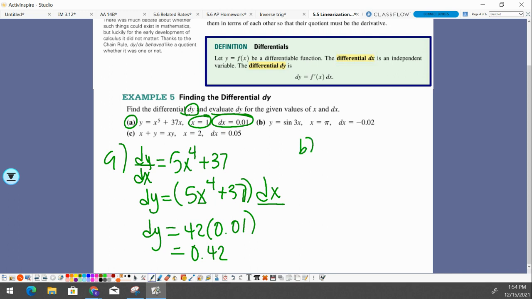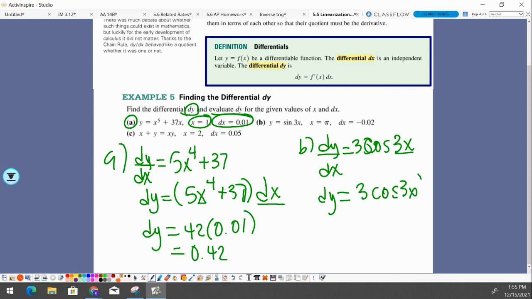Letter B, the derivative dy/dx equals cosine 3x. Don't forget to chain on the 3, so I'm just going to put that in the front. So our dy equals 3 cosine 3x dx. Then I'm just going to substitute in pi. So dy equals 3 times cosine of 3 pi.